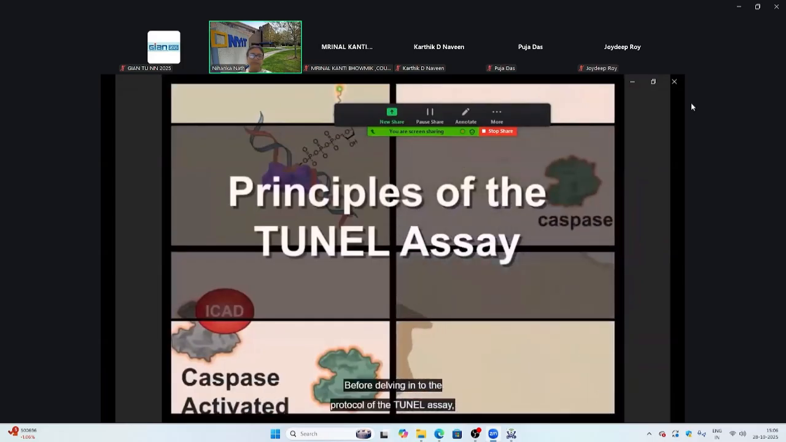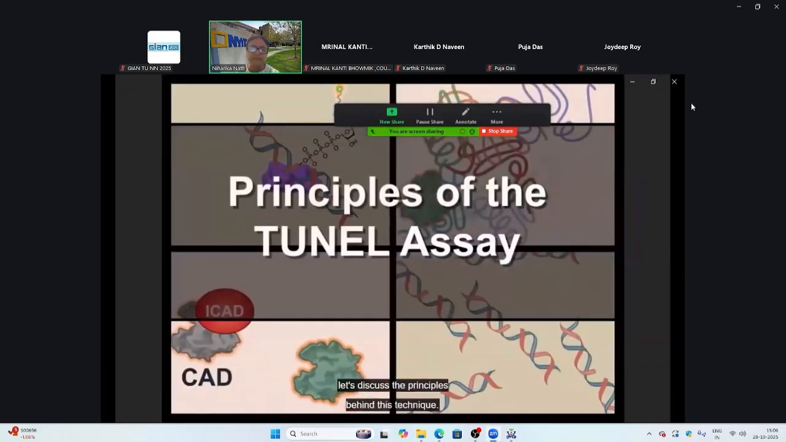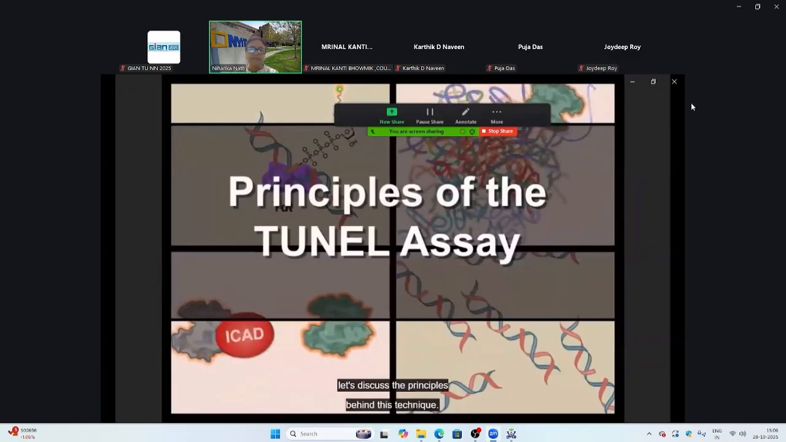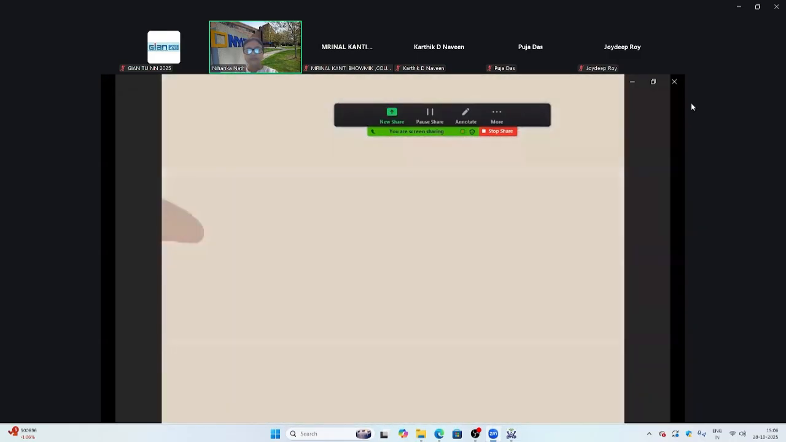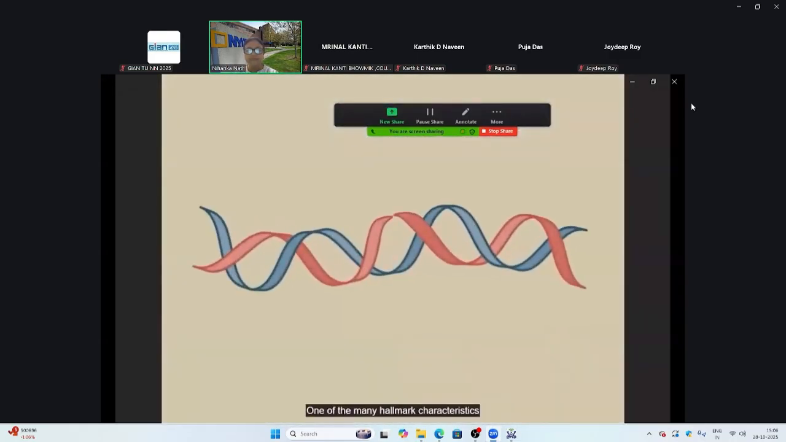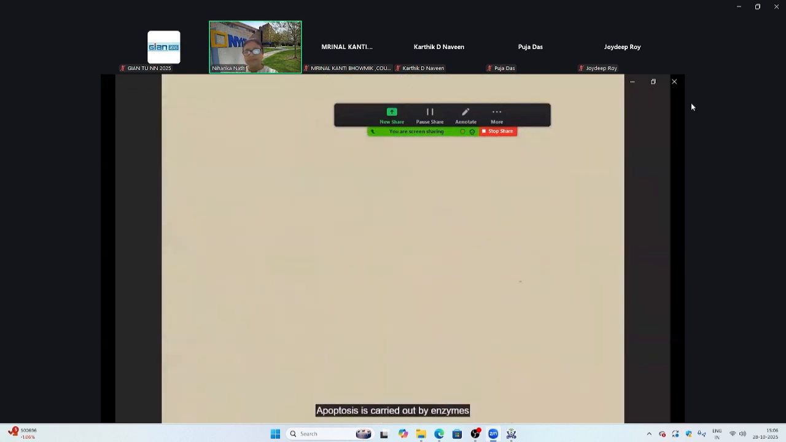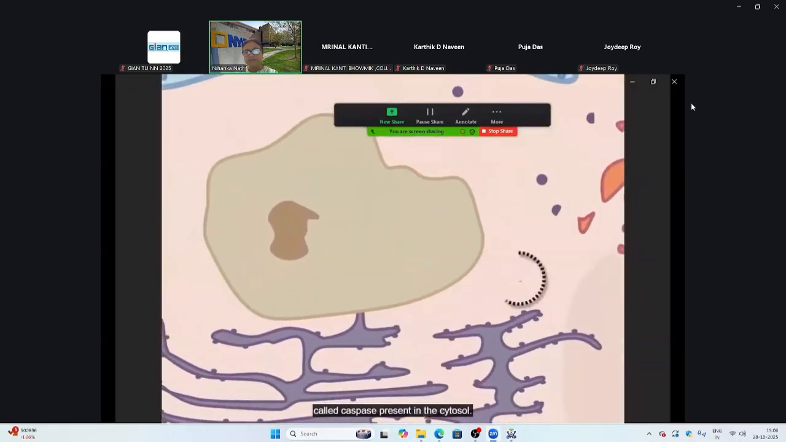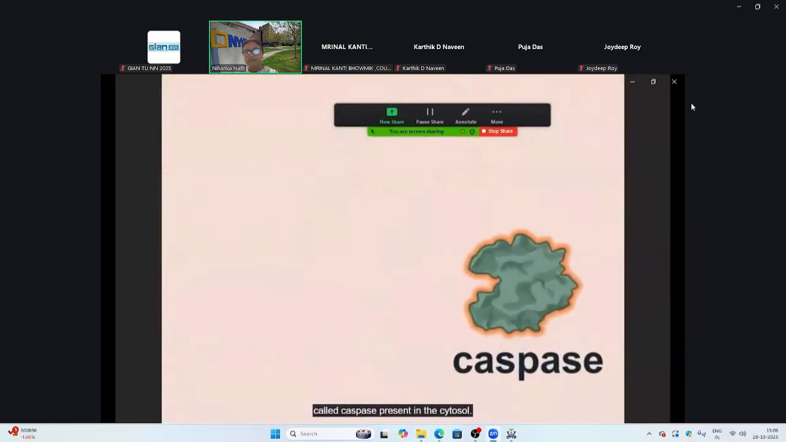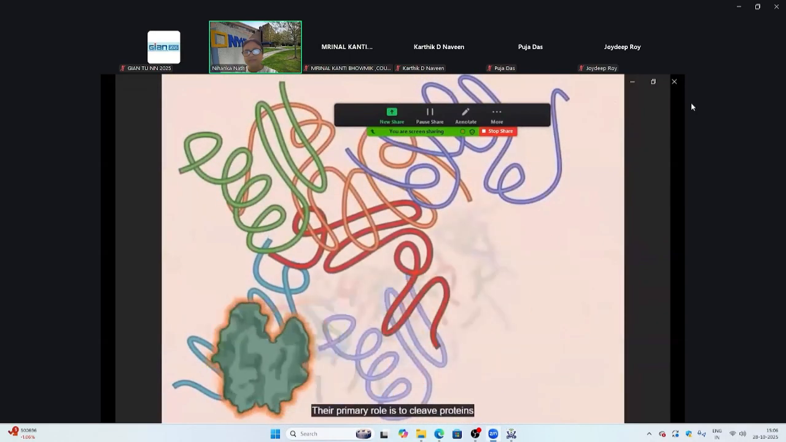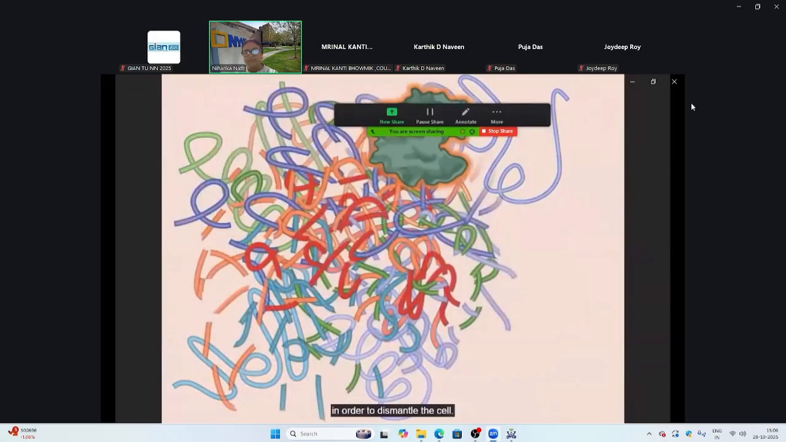Before delving into the protocol of the TUNEL assay, let's discuss the principles behind this technique. One of the many hallmark characteristics of apoptosis is DNA fragmentation. How does DNA fragmentation occur? Apoptosis is carried out by enzymes called caspases present in the cytosol. Their primary role is to cleave proteins in order to dismantle the cell.